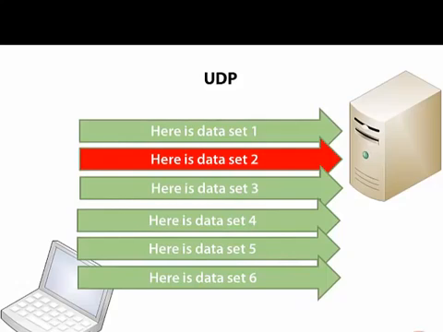UDP is great if it's okay to be missing some data. Video conferencing is a great example. Let's say dataset 2 represented second 2 in a video conference. By the time that TCP would realize that dataset 2 is missing and the sending computer resent that packet, we would already be several seconds down in the conversation. So taking that second of the video conference and replaying it 5 or 6 seconds later would be completely inappropriate.